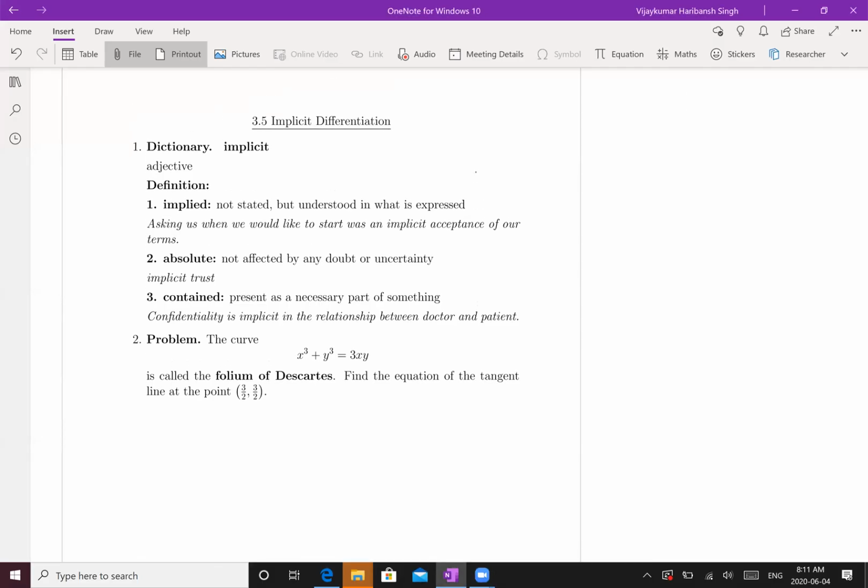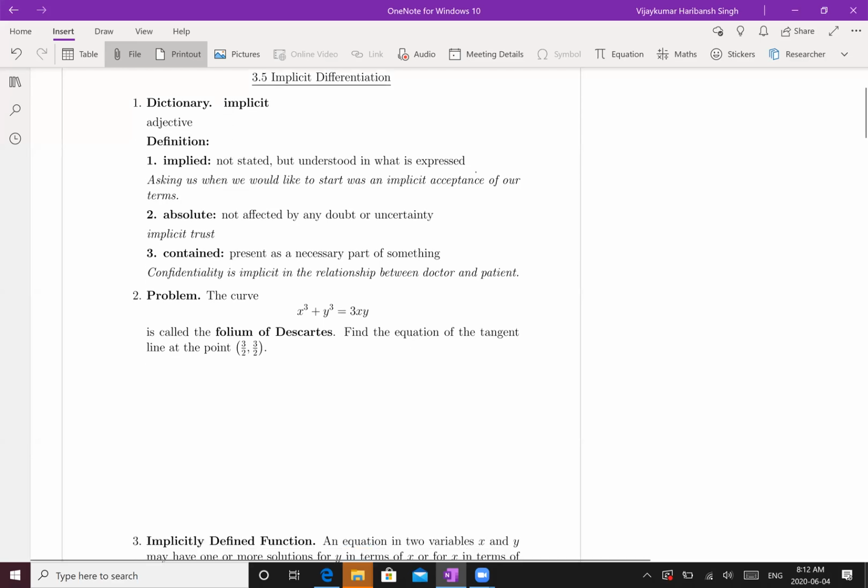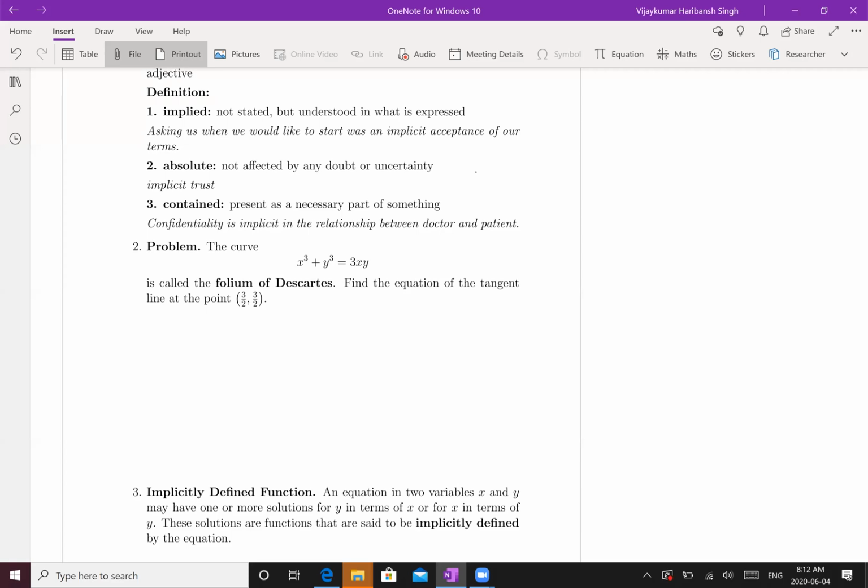The next thing we want to discuss is implicit differentiation. It's motivated by the following idea. We have x cubed plus y cubed equals 3xy. This is called the folium of Descartes. And we need to find the equation of the tangent line at the point (3/2, 3/2).